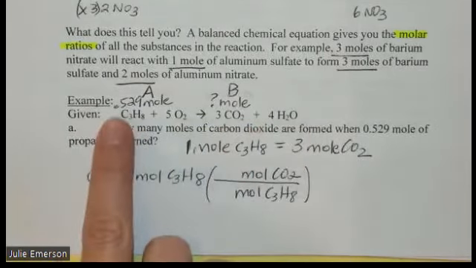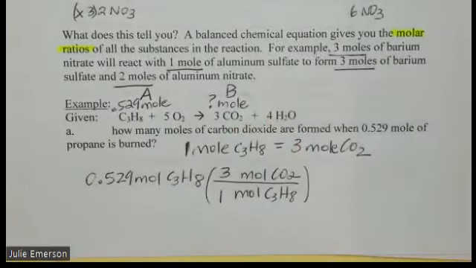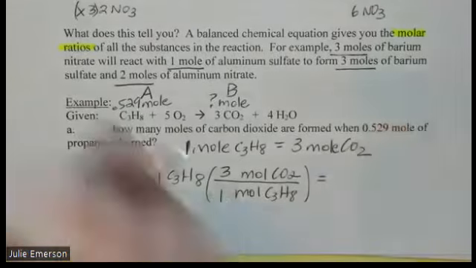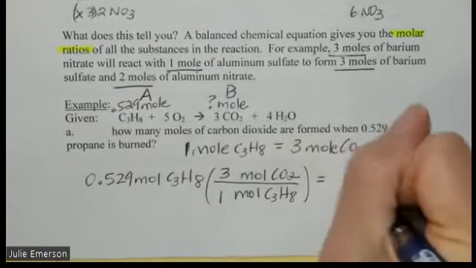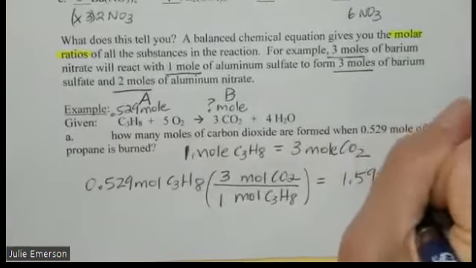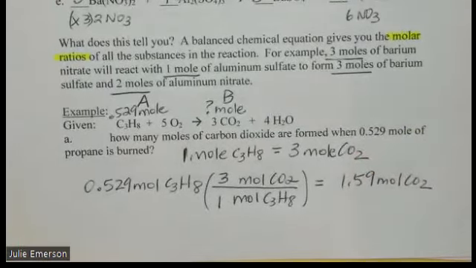For every 1 mole of propane that I react, I produce 3 moles of CO2. So basically we're setting up a ratio. If 1 mole of propane makes 3 moles of CO2, well, I only have 0.529 moles of propane, and so I would only make 1.59 moles of CO2. I'm just taking that 0.529 and multiplying it by 3.